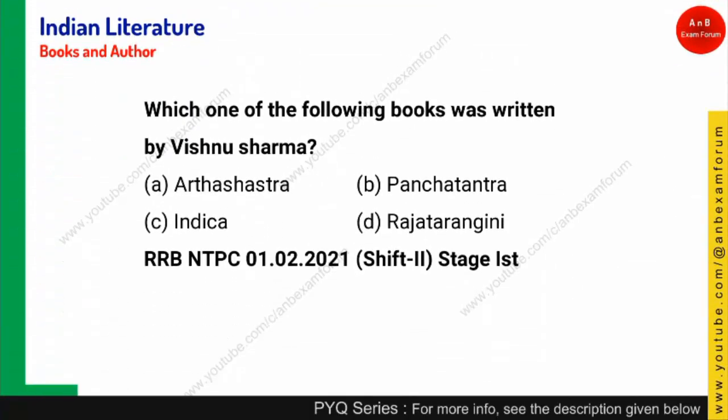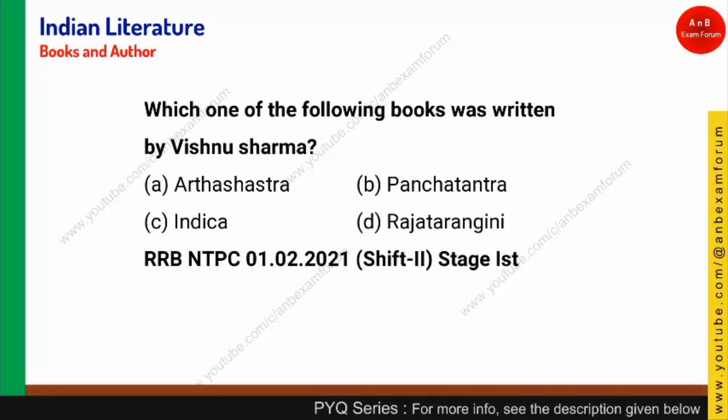Coming to the next question, which of the following books was written by Vishnu Sharma? It is a very simple one, and as you can see, it was asked in stage 2. Students, Vishnu Sharma is mainly popular for story writing, and he is a very popular author for writing kids' stories. And the kids' story, as you know, Panchatantra, is basically stories of animals, and those stories give some moral value to the kids. So Vishnu Sharma has written the Panchatantra book. So option B is the right answer.